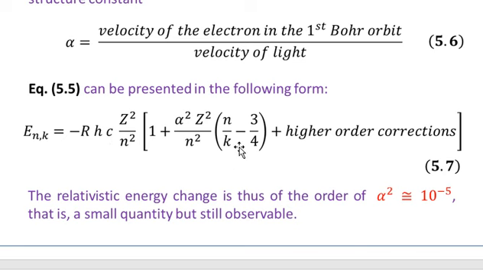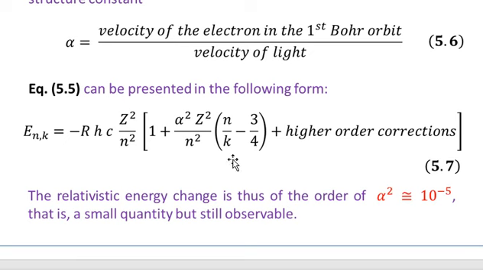Now the second term contains alpha squared Z squared over n squared, and then in the parentheses we have n over k minus 3 over 4. This is the term due to the Sommerfeld atomic model, and it involves two quantum numbers. One is the principal quantum number n, and the other is the quantum number k, which we have recorded as the azimuthal quantum number according to Sommerfeld. But in this formula you can replace k with l, that is, k is equal to l plus 1. Then this becomes the formula applicable in today's notation.